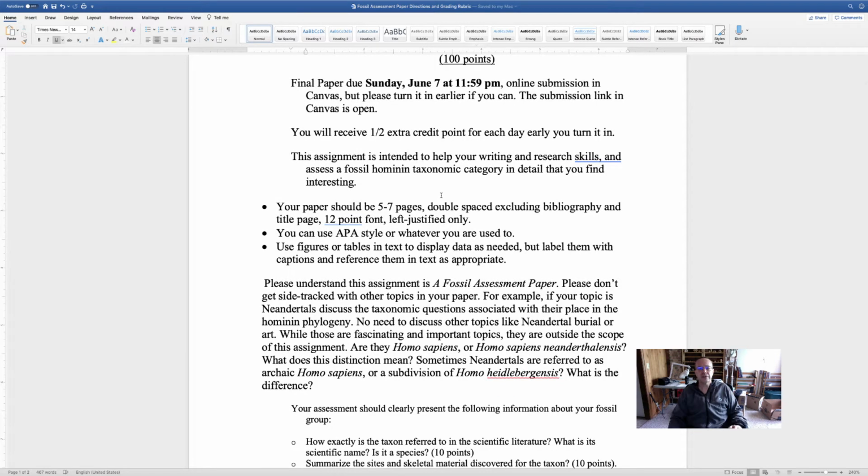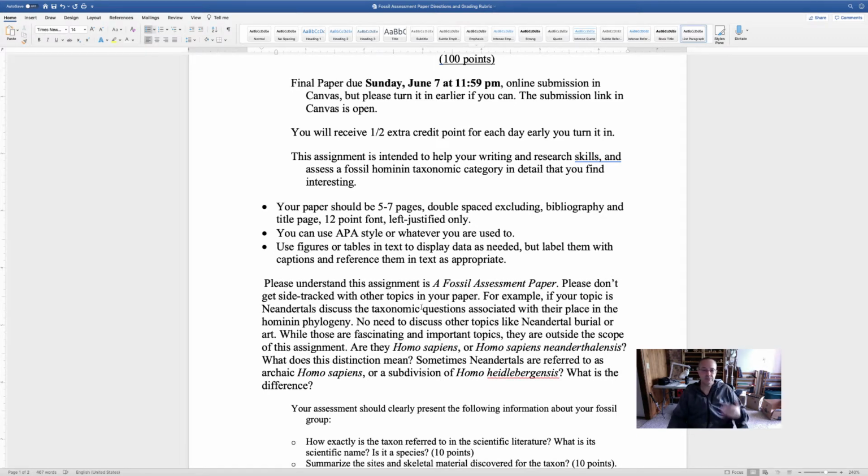5 to 7 pages, excluding bibliography. And a title page if you use one. I would encourage you to. 12-point font, double spaced, left justified margin, meaning only the left side needs to be straight like this here, and the right side can be jagged.